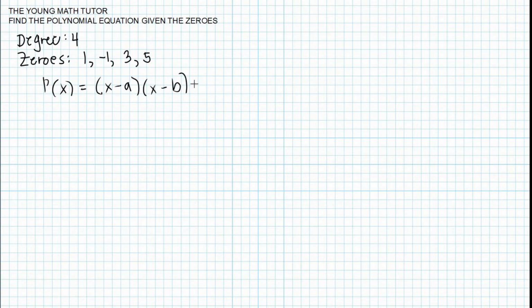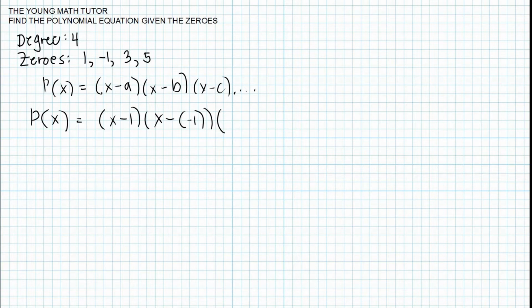Now remember that if we write our equation in factored form, we can get the zeros as x minus a, x minus b, and x minus c, and so on, given that a, b, and c are the zeros. So that means that we can write this as x minus 1 multiplied to x minus minus 1 times x minus 3 times x minus 5.